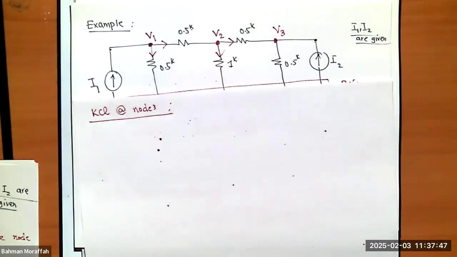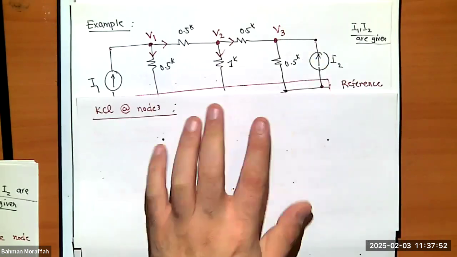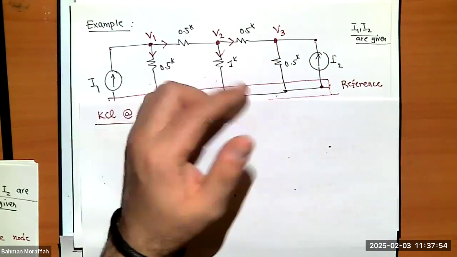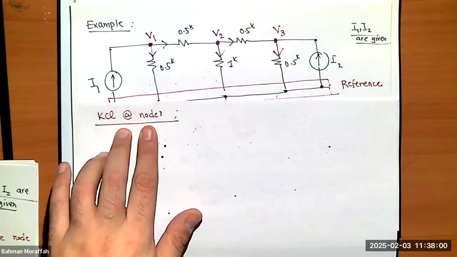Let's see what we have. Again, this direction is given to me. This direction is given to me. I can assign a direction here. I'm going to assume it's going out. Right? So what's the KCL at node 3?